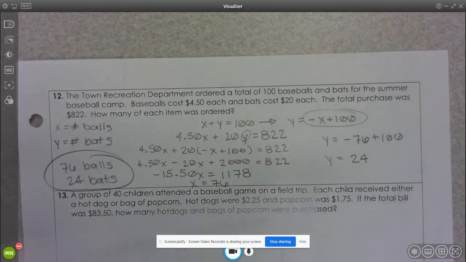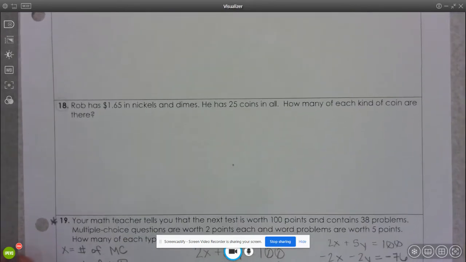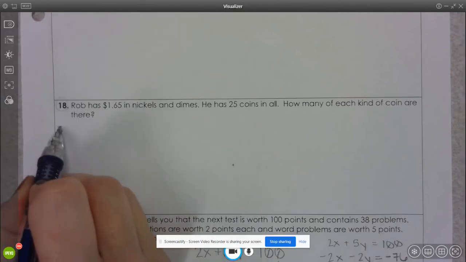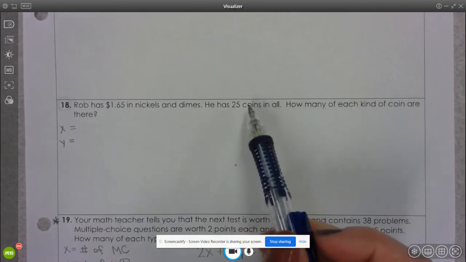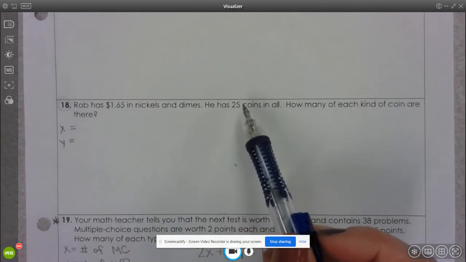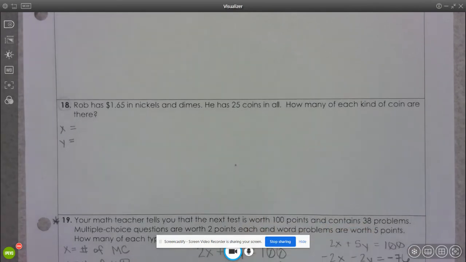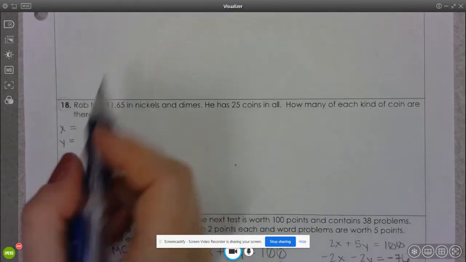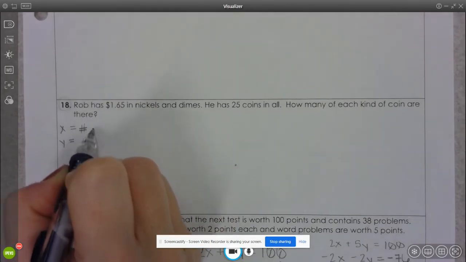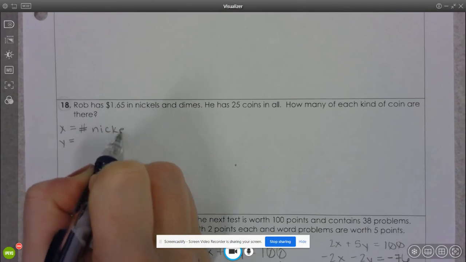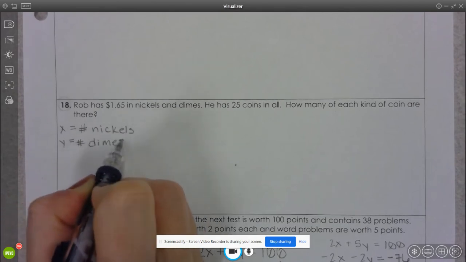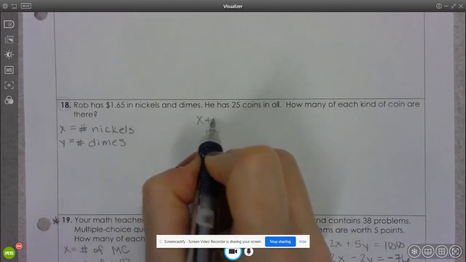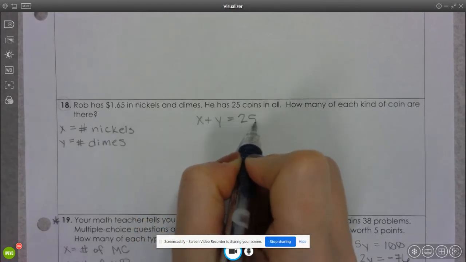And the last one I want to look at here is question number 18. We have nickels and dimes. We have 25 coins total, but we don't know the number of coins for each. So this will be the number of nickels and the number of dimes. So x plus y is 25 coins.